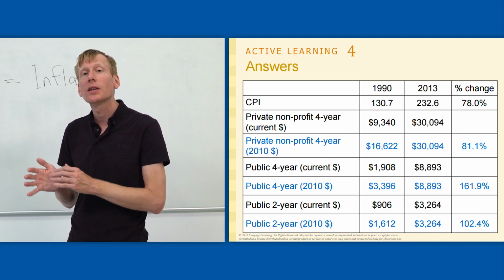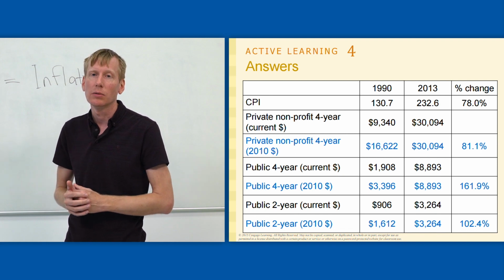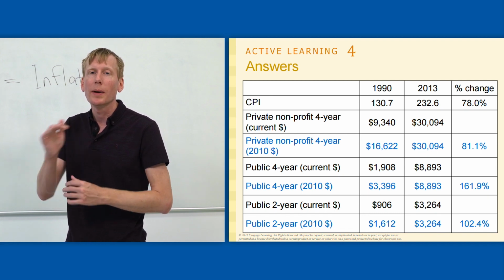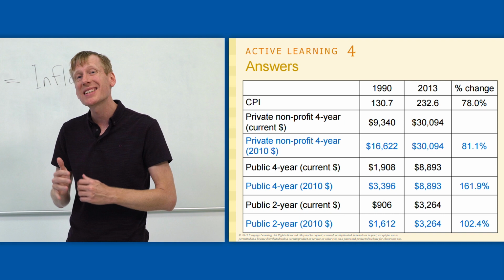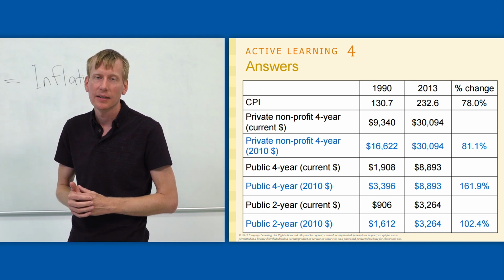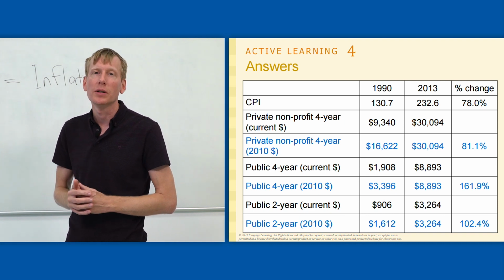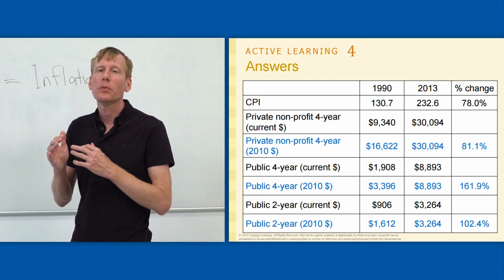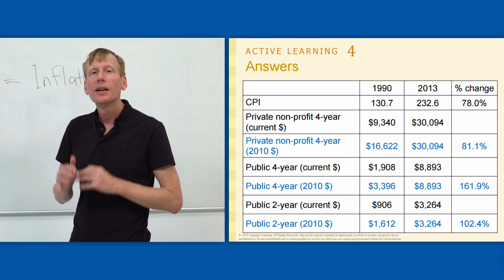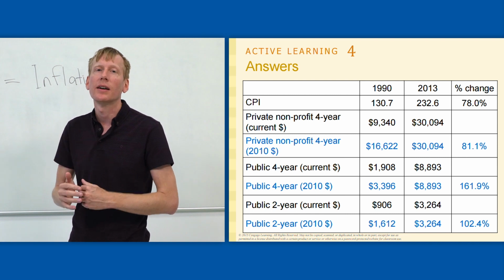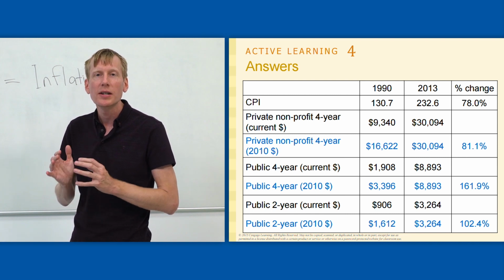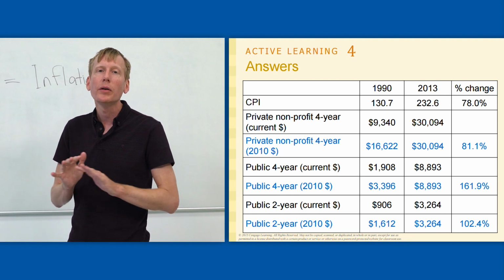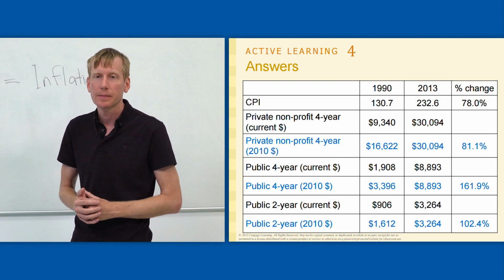And the inflation that we've seen in that product category from 2013, going back to 1990, has been 161.9%. So public university tuition has increased twice as fast as private university tuition has, even though both public and private university tuition have increased in price much more than other goods around the economy have.